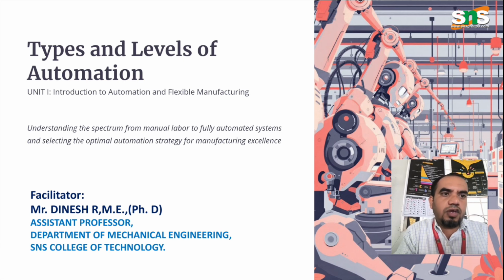Today we are going to see a subtopic from our first unit, which is called types and level of automation. In a previous video we have seen the introduction of automation, then the concept of automation, and also the need for automation. Here we are going to see the type and the level of automation so that we can get a clear idea on what type of automation we can implement for our system.